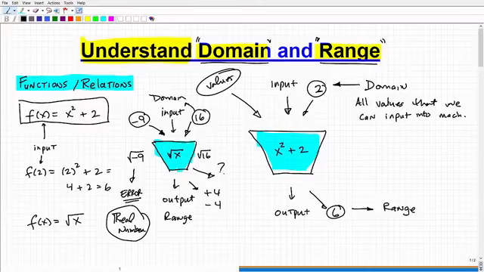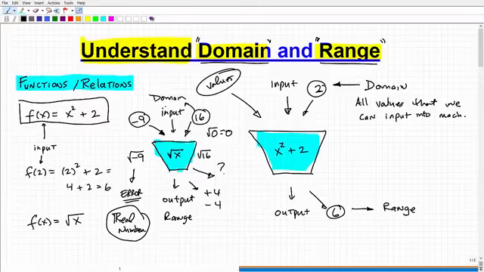Okay, so this is really important. -9 would not be a part of the domain, because it's a value that will not run in our machine. So the only values that are going to run in this particular machine are basically positive numbers. Anything that's not negative. Okay, 0 is okay, because if I ask you to take the square root of 0, that's just 0.